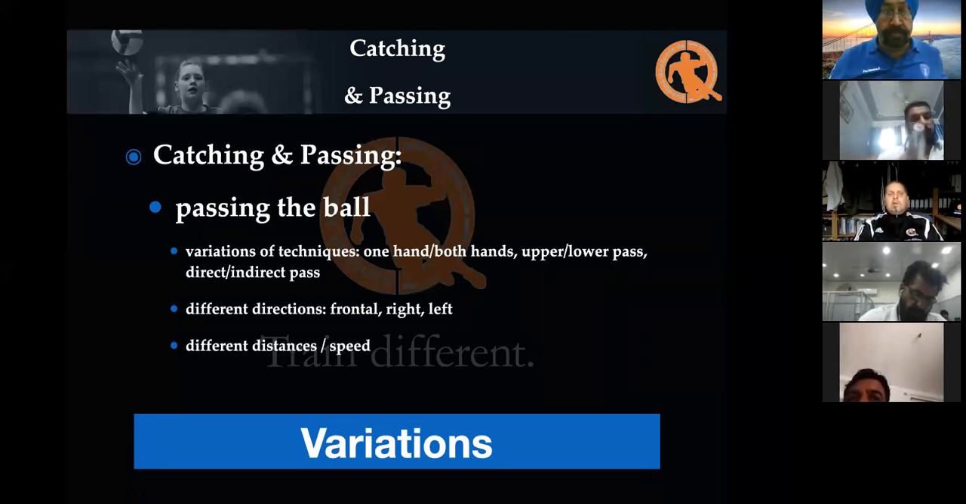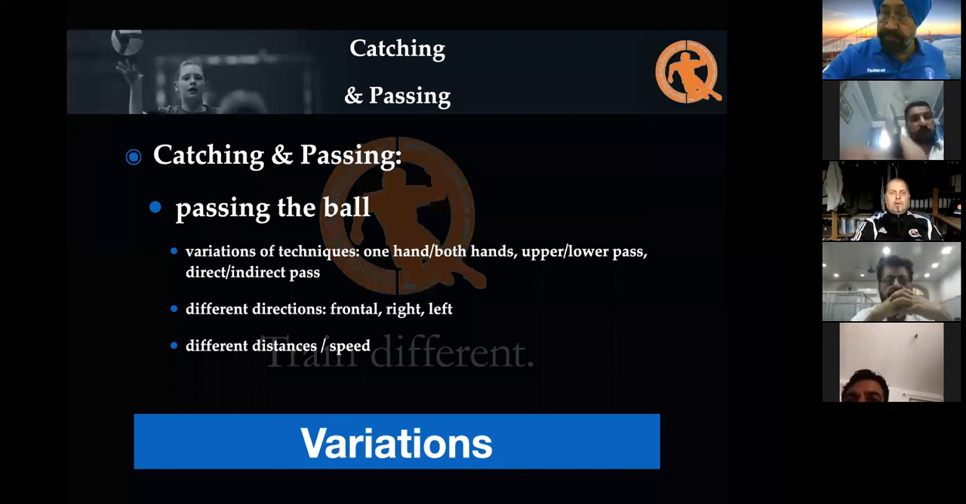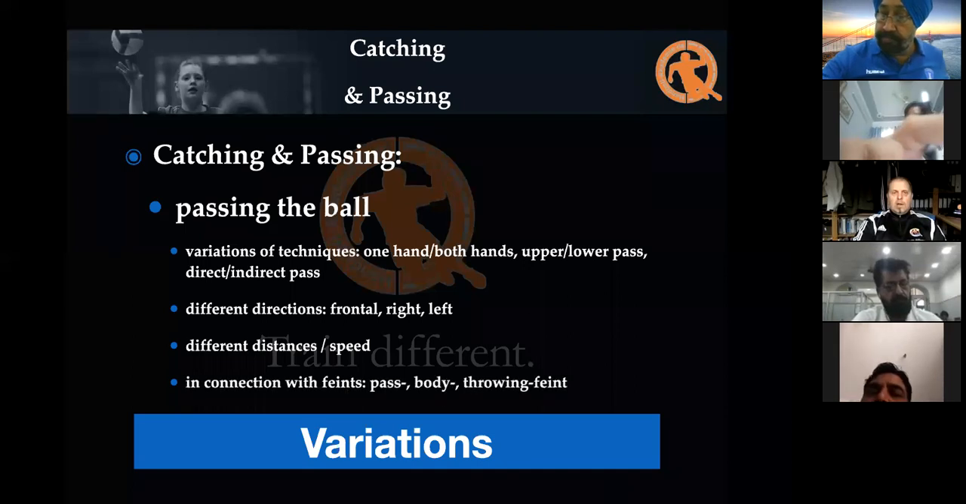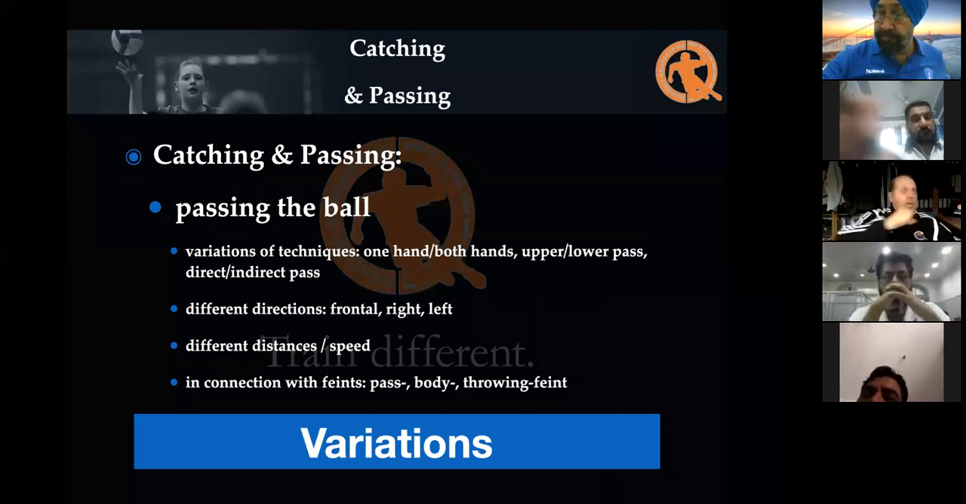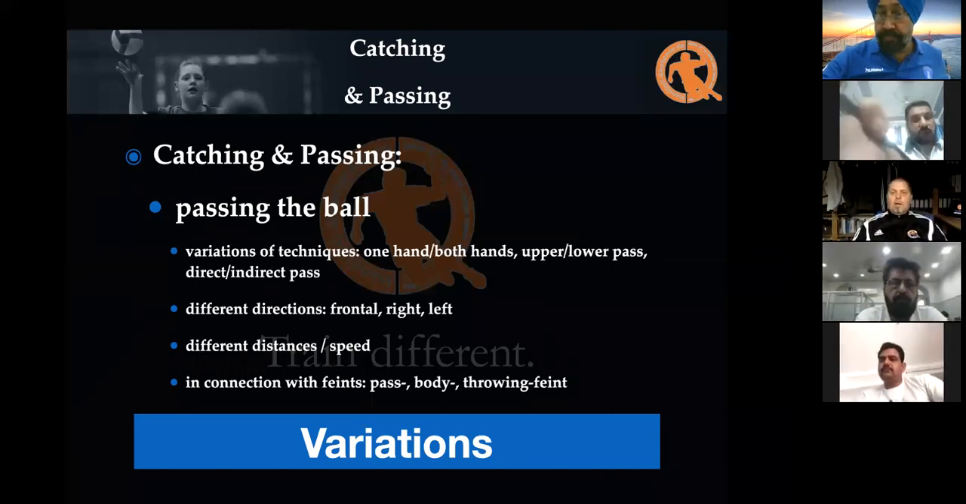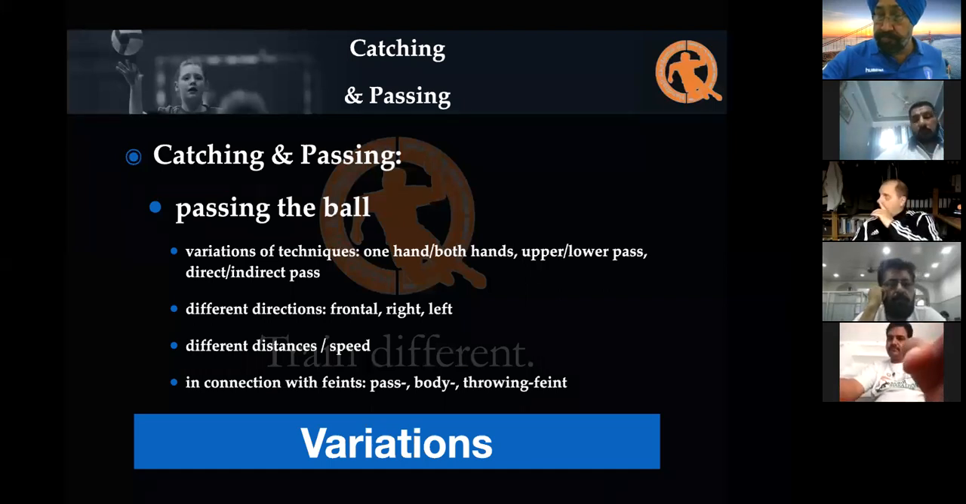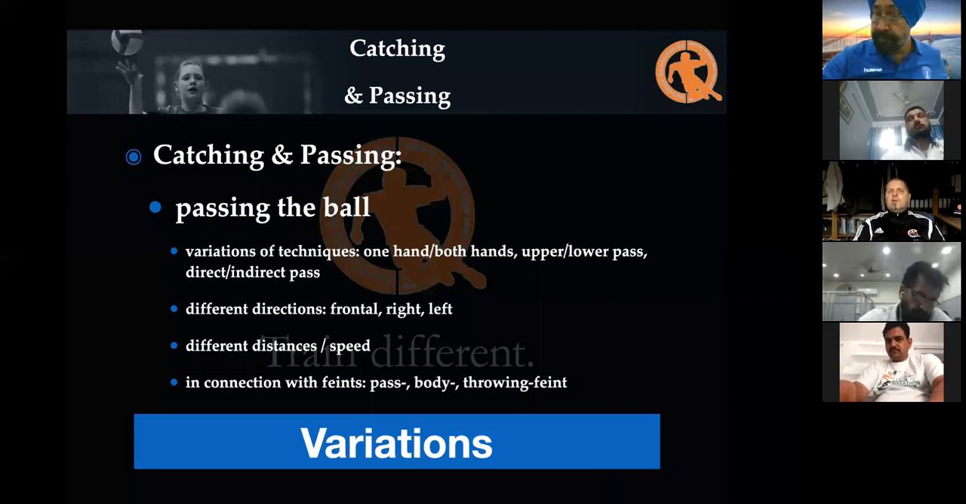Different distances, different speed. This is another type of variation. You will see some of that in our practical session. And you can do that in combination with feints. So receiving the ball from one side, passing feint to the other side, and give it back again. Use a body feint. Use a feint with the eyes and give the ball back again. This is a type of combination. We call it individual chain of actions, which is very, very useful in the game. And this is something which can be worked out, or has to be worked out, in the training sessions.